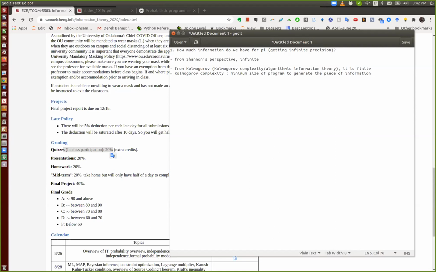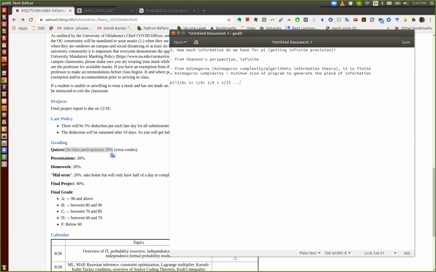So in that sense, we can generate pi with some program, right? For example, we know pi squared over 6 is equal to 1 plus 1 over 4 plus 1 over 9 plus 1 over 16 and so on and so forth. So theoretically, you can write a program that does this infinite sum, then takes the square root and finds pi with infinite precision. And that program will be of finite size. Therefore, from Kolmogorov's perspective, the amount of information for pi is finite.